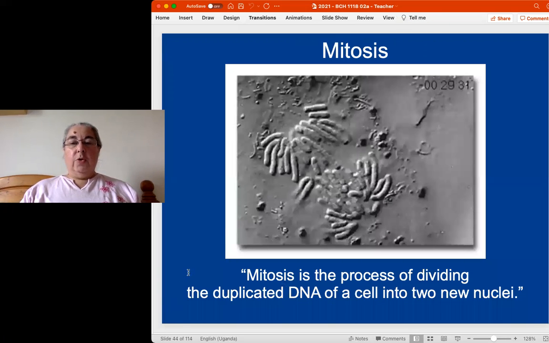Okay, so what we saw in that cell was the process of mitosis, the process of dividing the duplicated DNA of a cell into two new nuclei. And I hope you realized that this film clip that started the video is an actual film taken through a microscope of a dividing cell. These are the chromosomes you can see moving to two different sides of the cell, ready to split into two different parts. So that's what can be actually observed through a microscope.